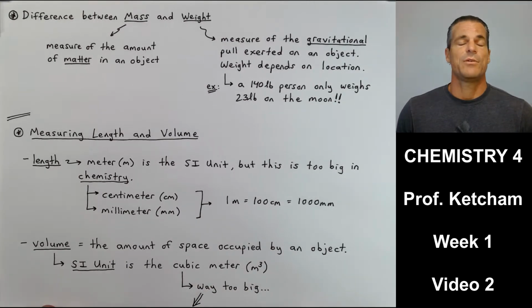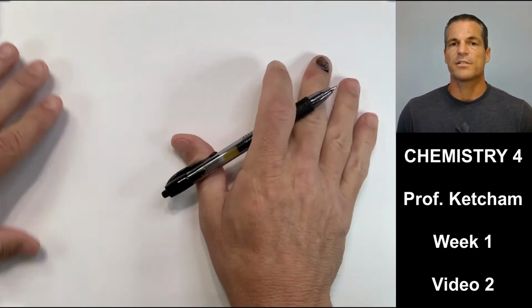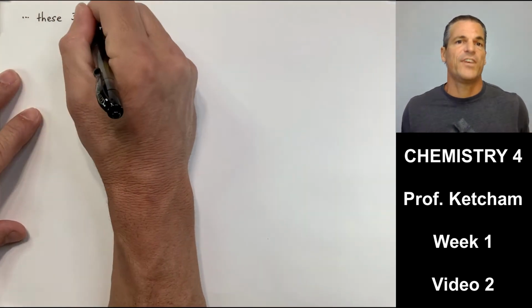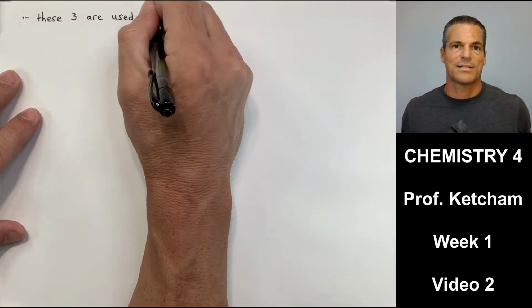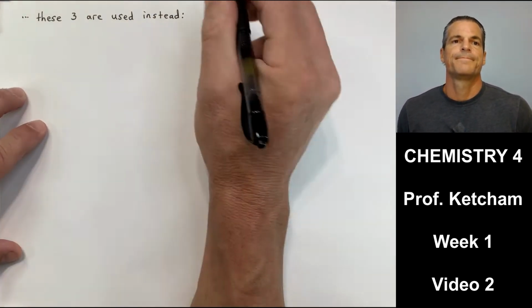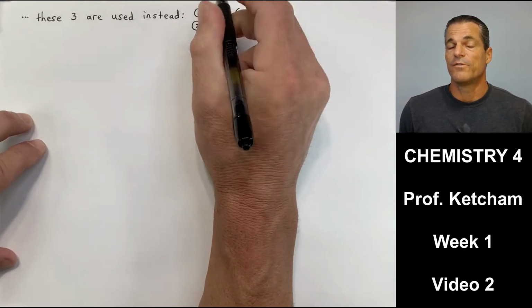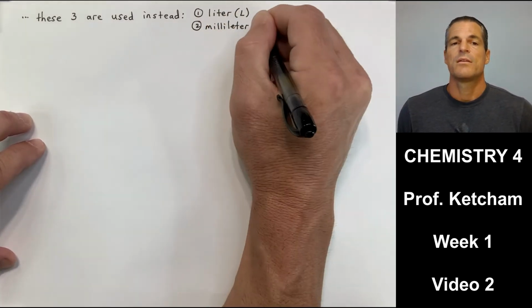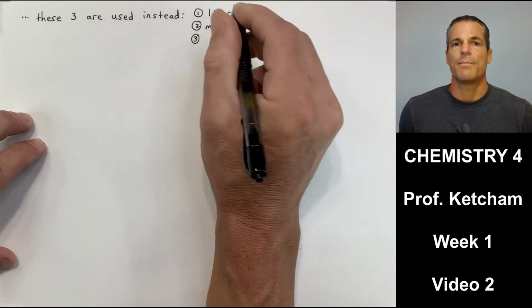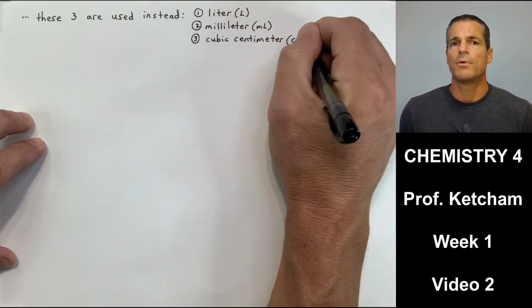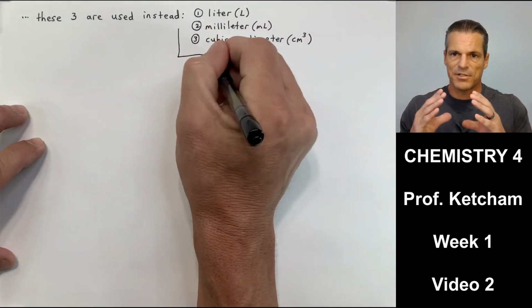Now, volume down below here is the amount of space occupied by an object. Now, the SI unit is way too large. It's meters cubed. That's like a meter times a meter times a meter. I mean, I can almost fit in a meter cubed box. So it's way too large. So instead of using meters cubed for volume, the SI unit, we use these metric units, and they're much more usable for us because the size is much smaller.